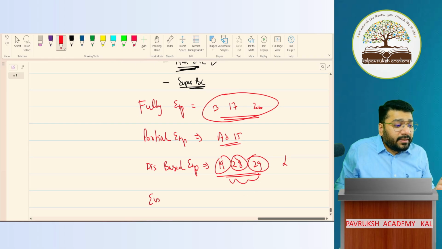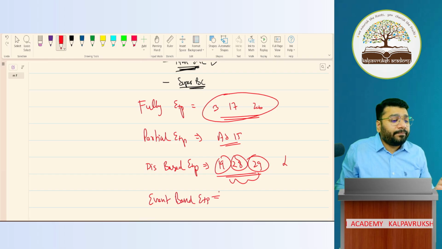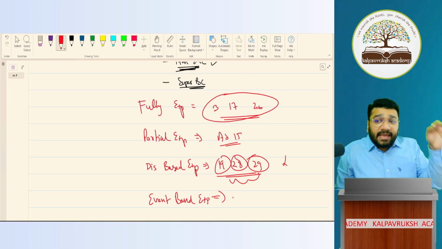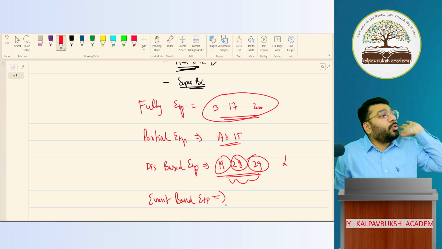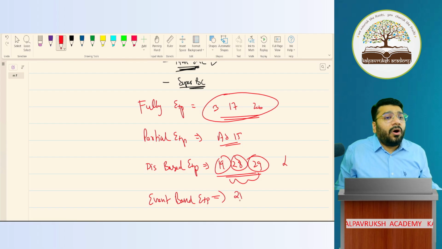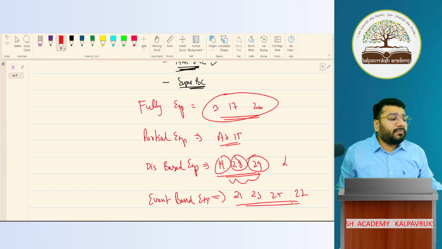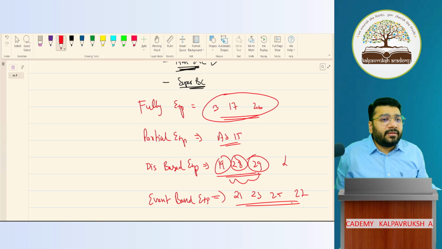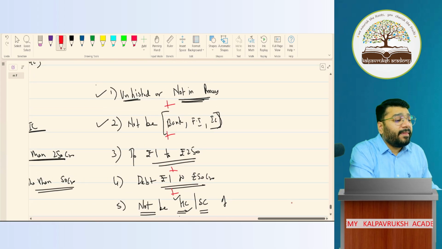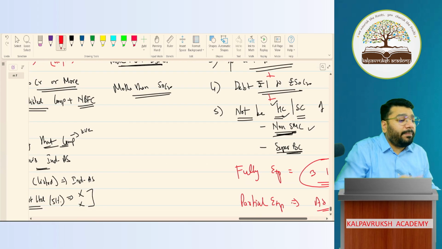Okay, then comes event based exemption. Event based exemption means what? If this event occurs, then follow, otherwise don't follow. Which are those? All the odd numbers: 21, 23, 25, 27. Got it? Not got it? Any difficulty in this? Okay, sir, if I'm a big company which is non-SMC, what should I do?